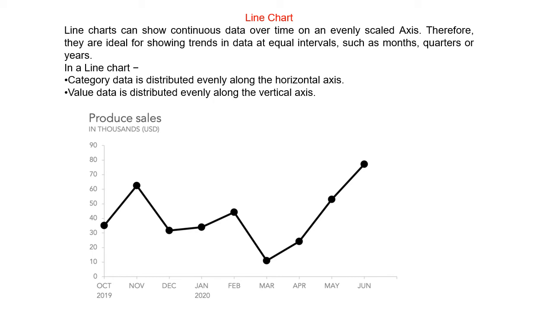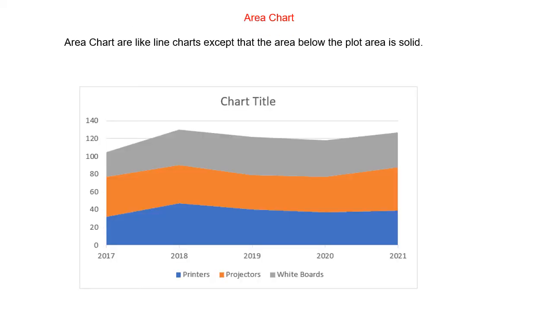Next is area chart. Area charts are like line charts, except that the area below the plot line is solid. Here this is the solid area.